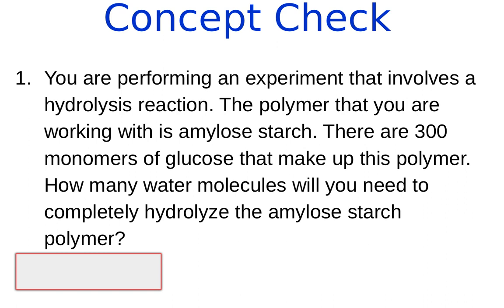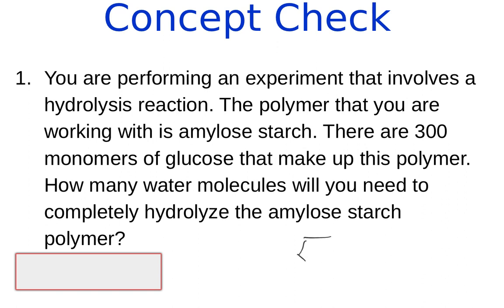All right, let's just say that you're performing an experiment and it involves a hydrolysis reaction, and for some reason you want to determine how much water you're going to use or you're going to make. And so that polymer that you're working with is called amylose. There's 300 monomers of glucose that make up this polymer. And so how many water molecules are you going to need in order to completely hydrolyze, break down, take apart that amylose starch polymer?